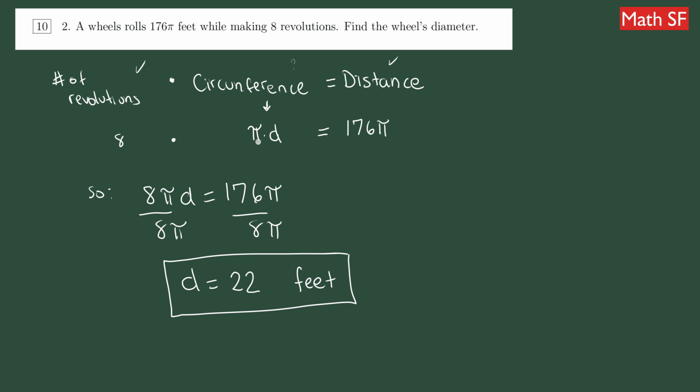So just remember, the formula is so important. This formula here, the number of revolutions times the circumference equals the distance. You must memorize that formula.